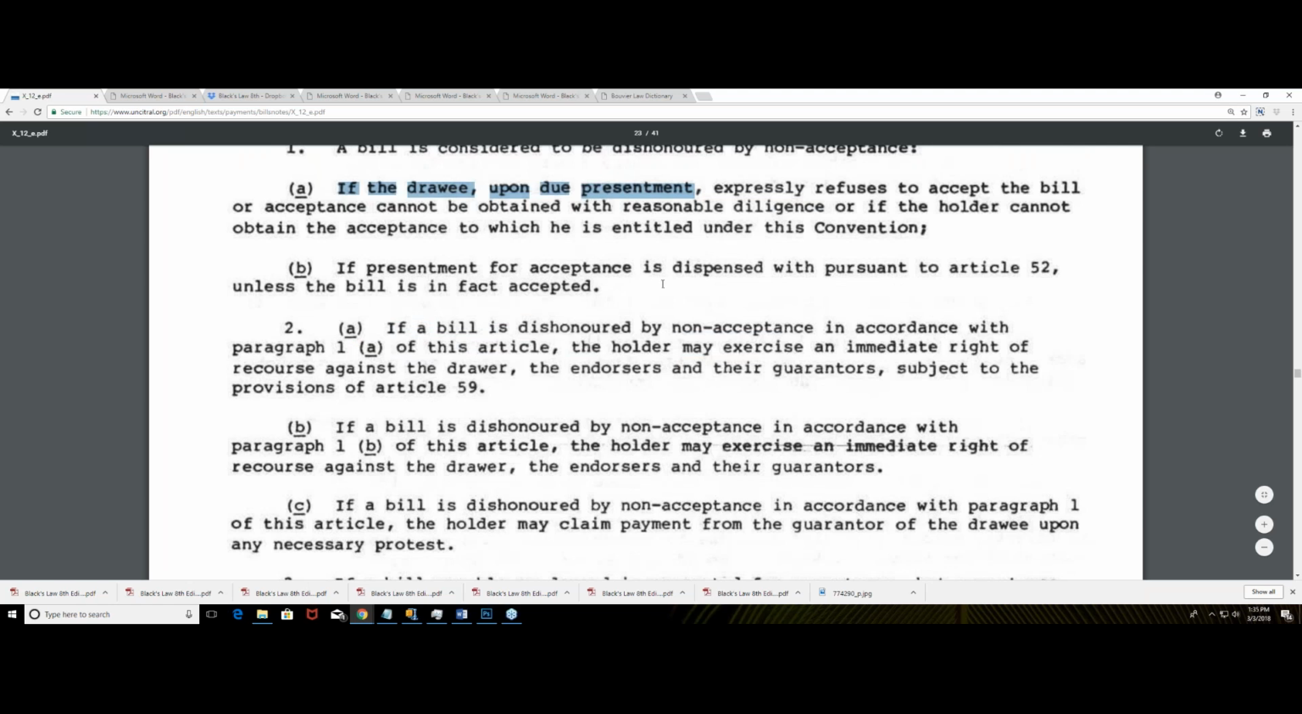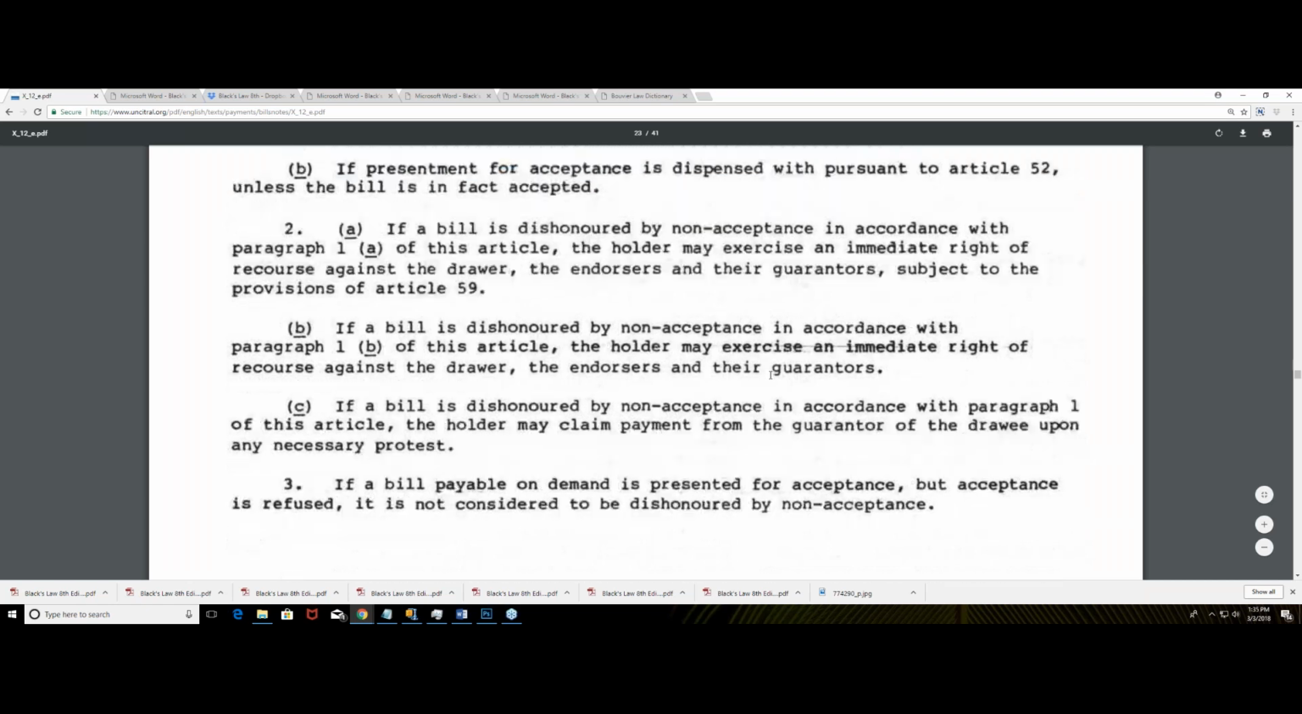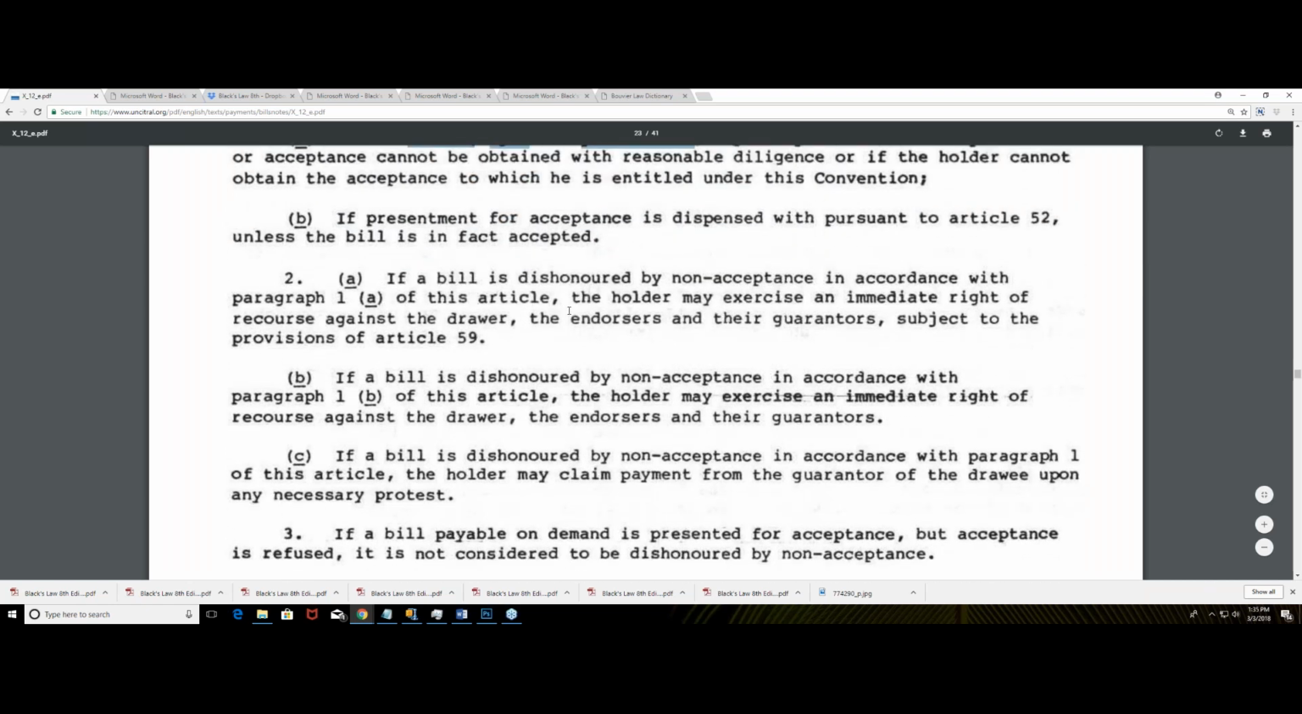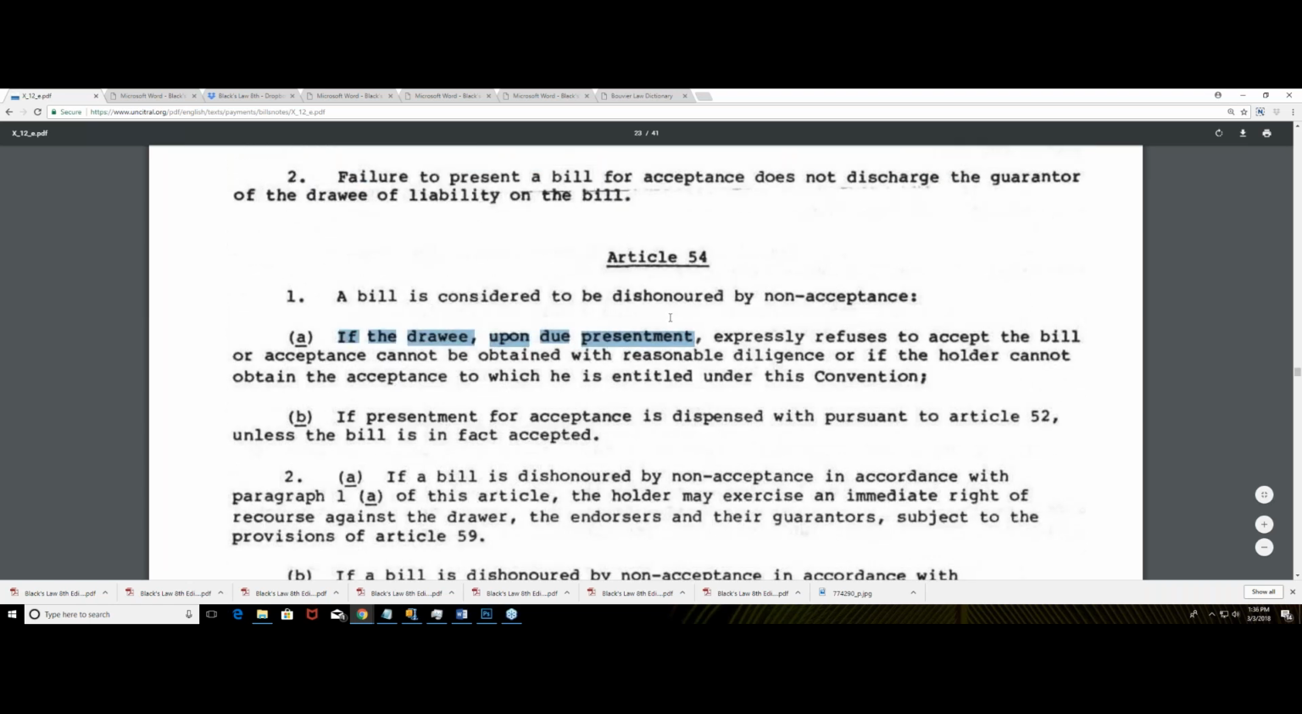If presentment for acceptance is dispensed with pursuant to Article 52, okay, unless the bill is in fact accepted. If a bill is dishonored by non-acceptance in accordance with paragraph 1A of this article, the holder may exercise an immediate right of recourse against the drawer, the endorsers, and the guarantors, subject to the provisions of Article 59. It is if they make presentment with it, okay? If they actually present it.